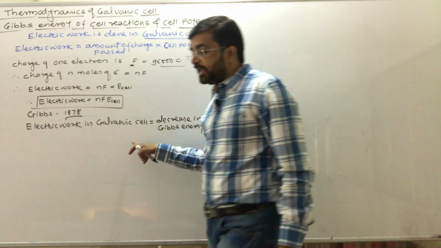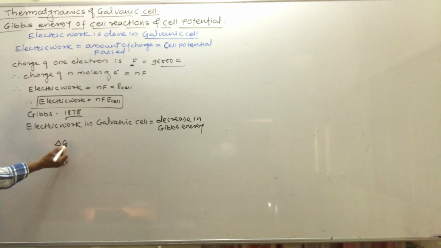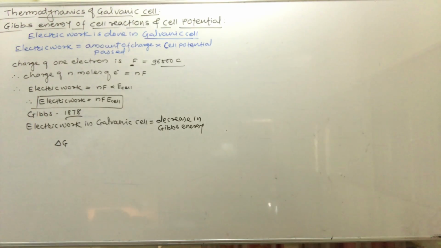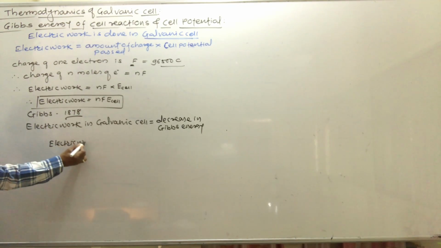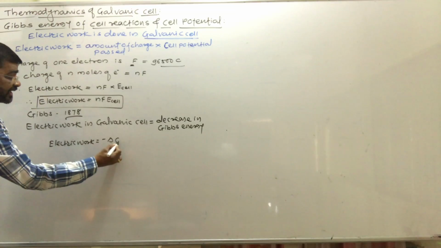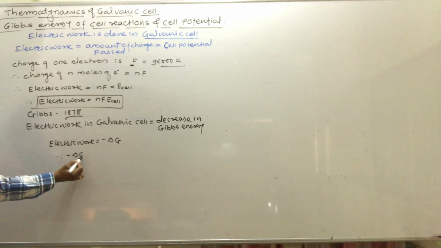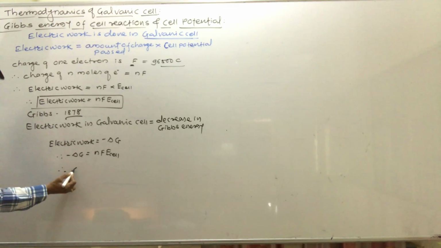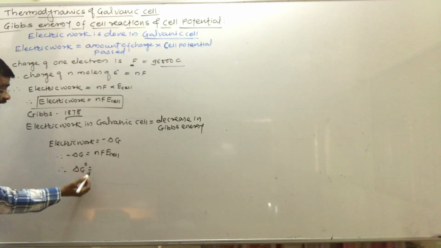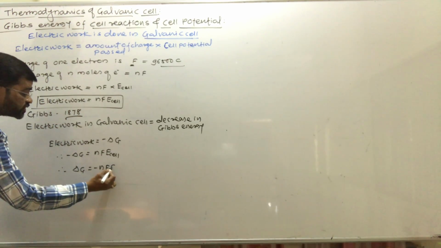And therefore, the electric work in a galvanic cell, that is delta G, we can write like this also: the electric work is equal to minus delta G. We have studied electric work, therefore minus delta G is equal to nF E of cell, and therefore the Gibbs energy change delta G is equal to minus nF E of cell.